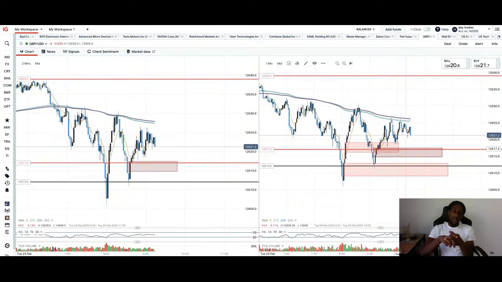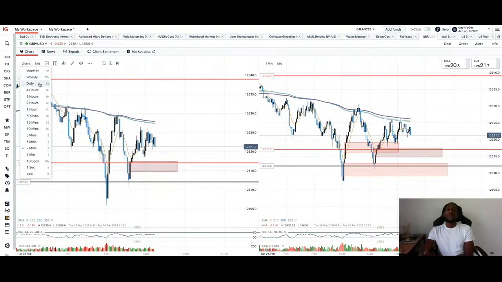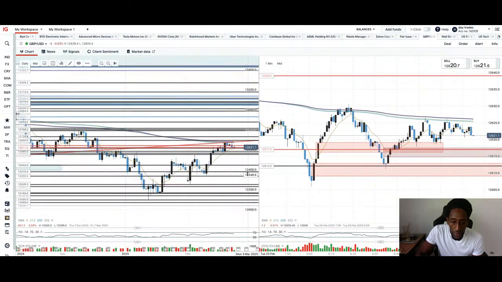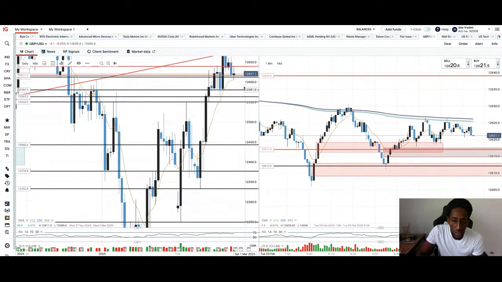Because it's looking very bearish. We never made a new low, so we had this new low. Let's mark that out on the daily. We had that new low here, so which is a lower low.